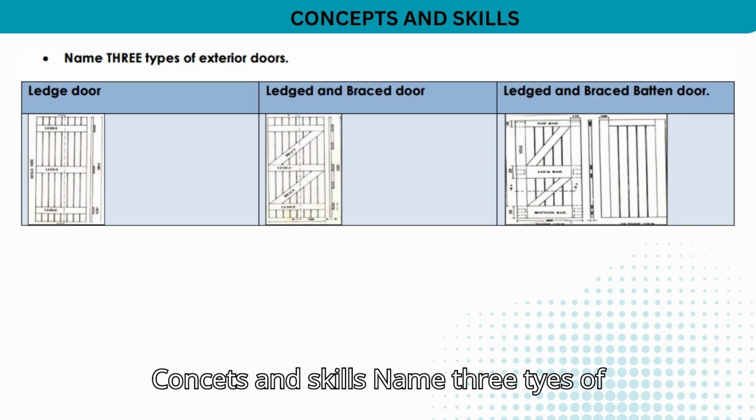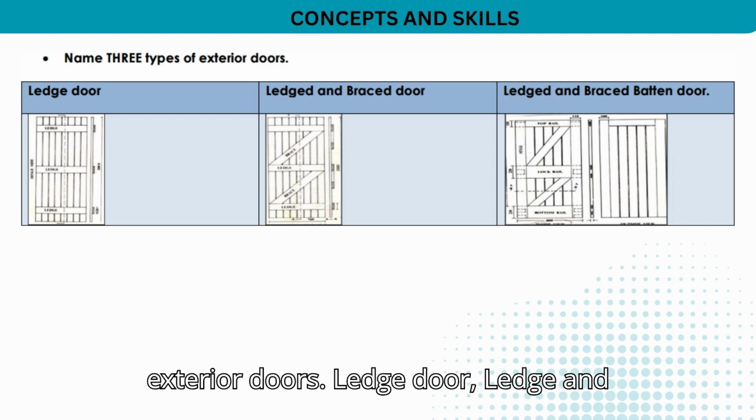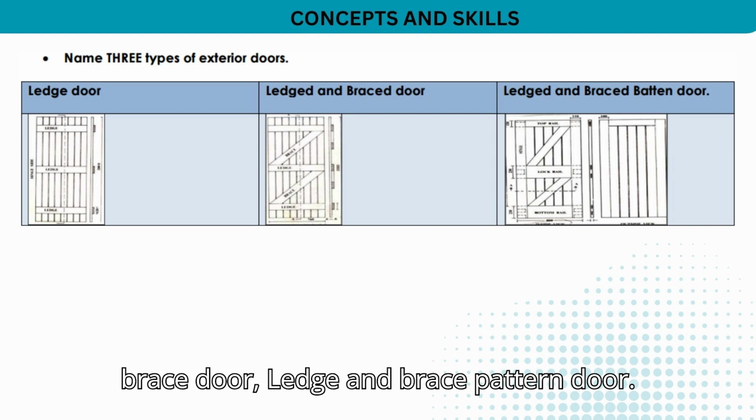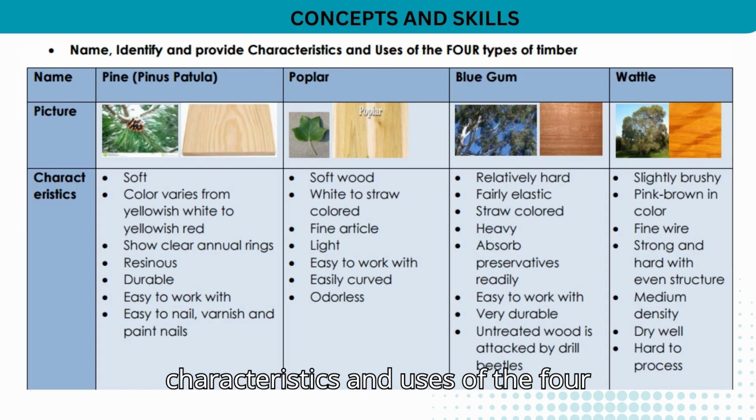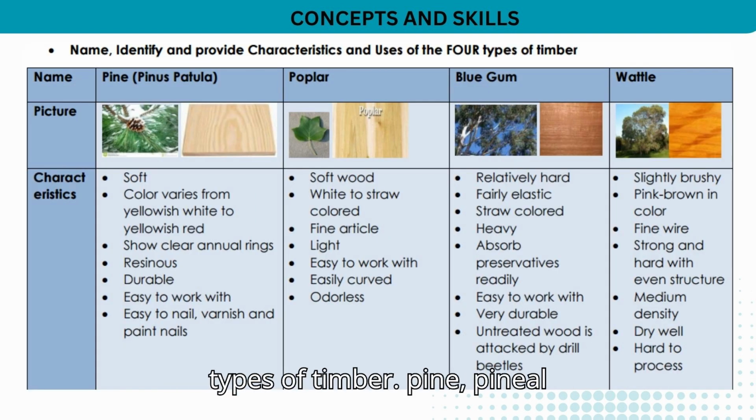Concepts and skills. Name 3 types of exterior doors. Ledge door, ledge and brace door, ledge and brace pattern door. Name, identify and provide characteristics and uses of the 4 types of timber. Name: pine, Pinus patula, poplar, blue gum, wattle.